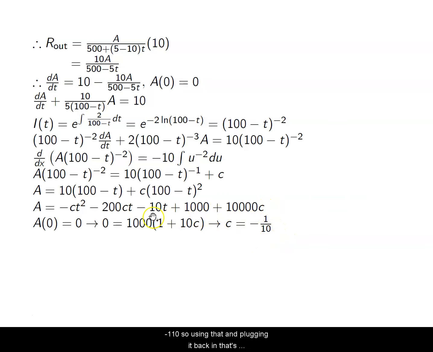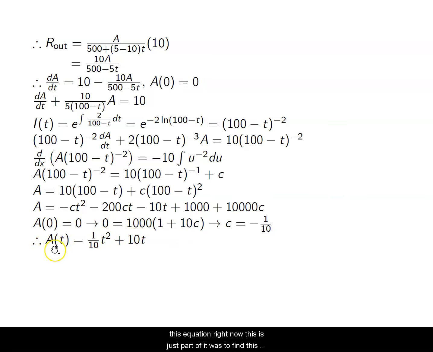So using that and plugging it back in, that's going to turn this into a positive 1/10 t squared. This is going to turn this into a positive 20t. This stays the same, this stays the same. This turns into a negative 1000. So 1000 minus 1000, that cancels. And then these t's add up. So plus 20 minus 10 leaves me with a positive 10. So my equation for the amount of salt that is in the solution at any time t in my 500-gallon tank is given by this equation, right?